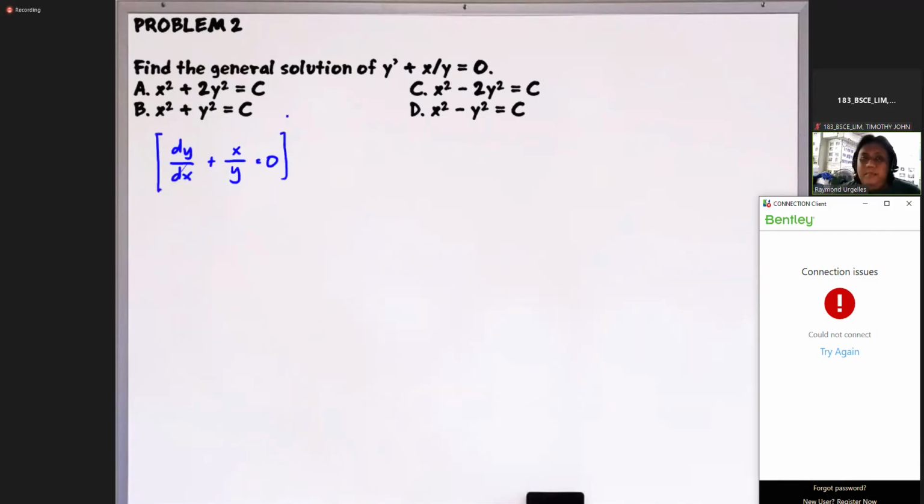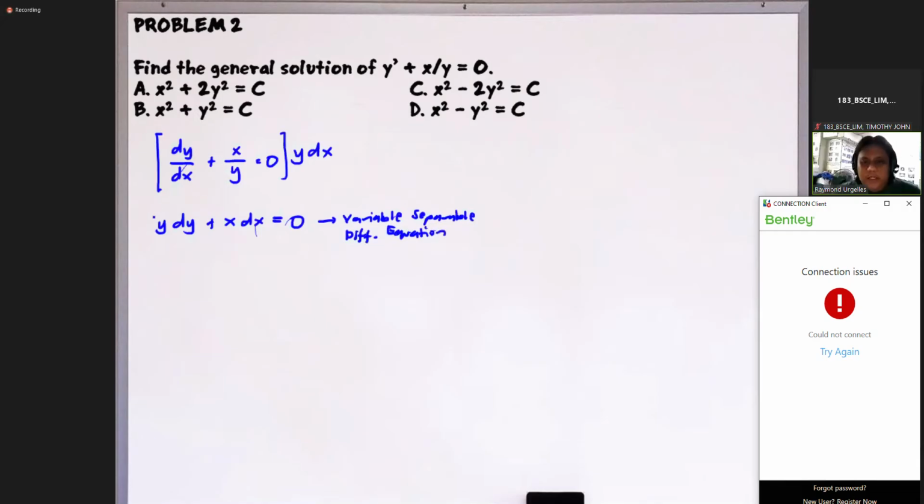For example, let's multiply this by y dx. In the first term, the dx cancels, so what remains is y dy. In the second term, the y cancels, so what remains is x dx. And 0 times y dx is 0. Again, this is what we call a variable separable differential equation.